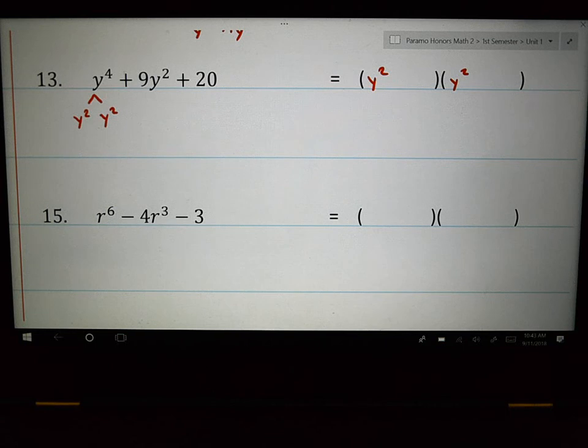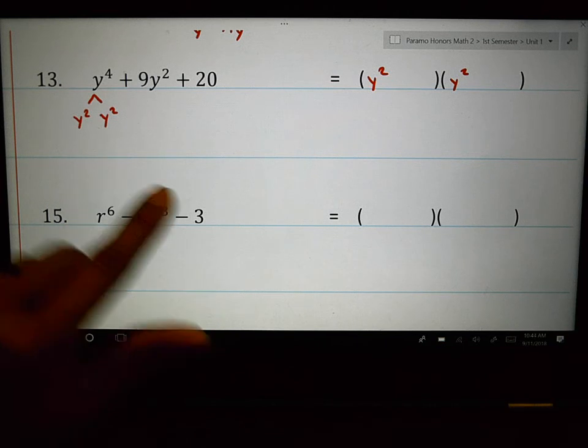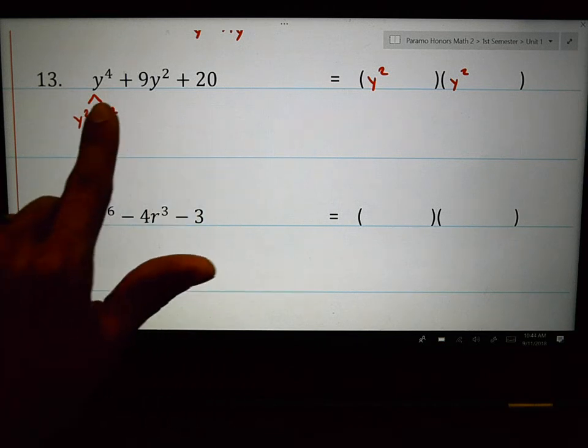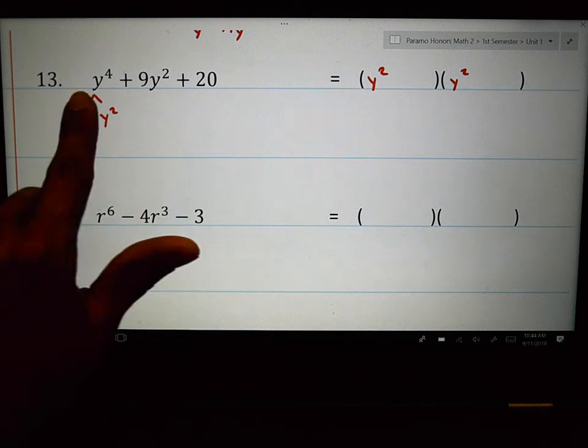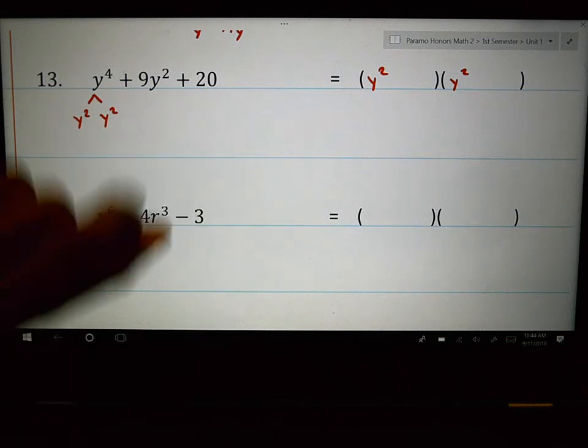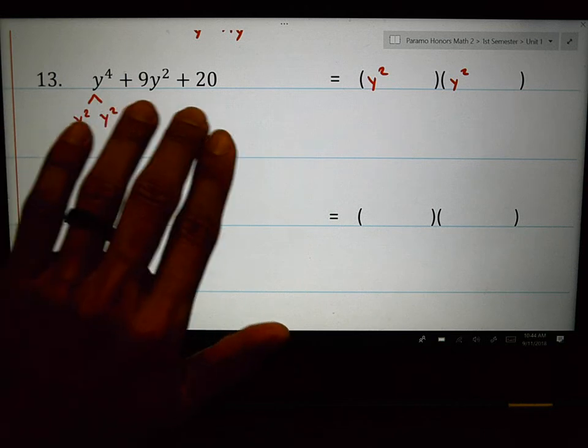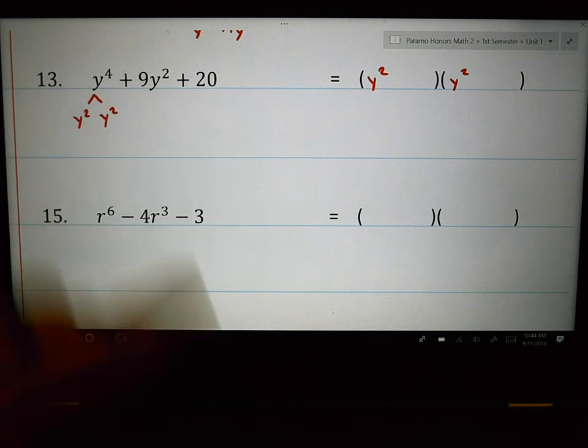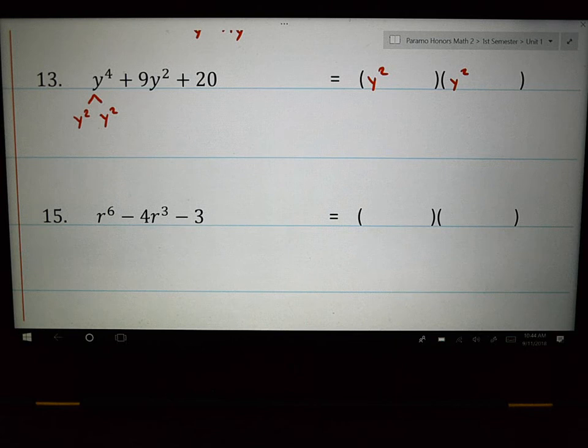I should backtrack a little bit. Step number 1, I'm supposed to check for a GCF. I don't see a y in the 20. I cannot factor out a y. I cannot factor out y squared because there's not a y squared in the 20. There is no GCF of number 13. So then I break that apart.